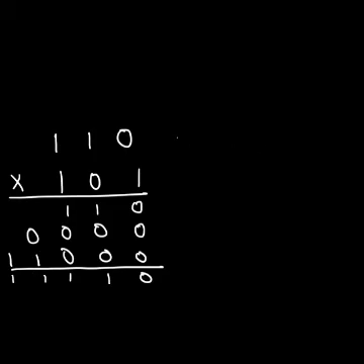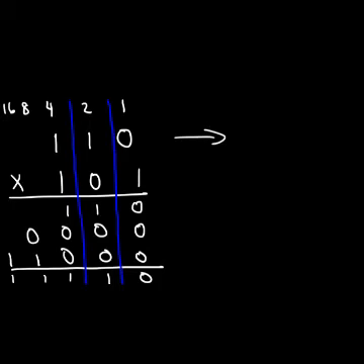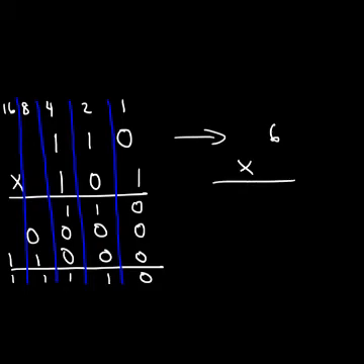So now let's check the answer. So this is going to be 1, 2, 4, 8, and the last one 16. So this is going to be 4 plus 2, which is 6. And this is 4 plus 1, which is 5. And 6 times 5 is 30.